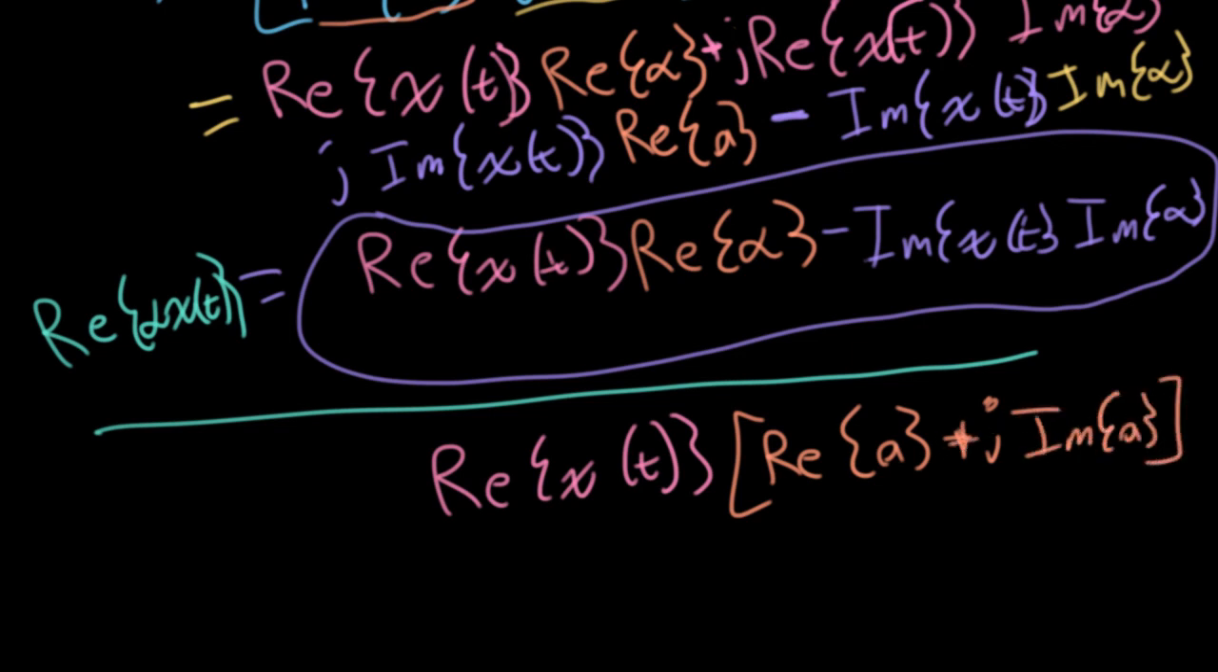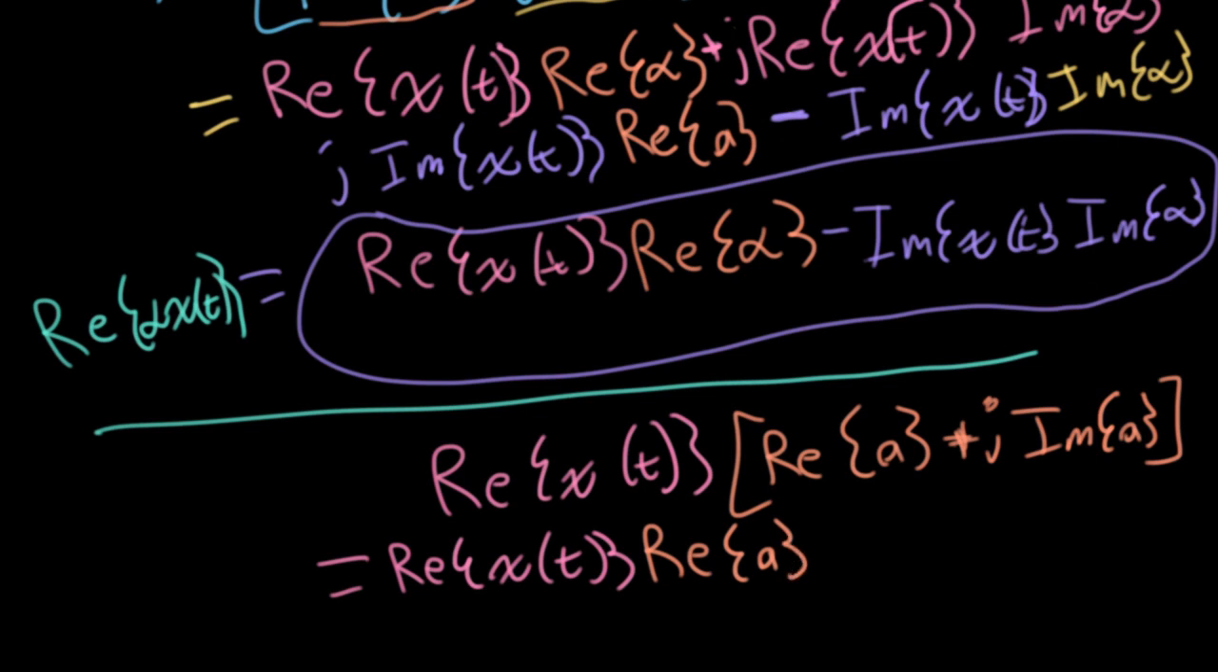So let me go ahead and multiply this through. So I'll have the real part of x of t times the real part of alpha. And now I'm going to add to it. Oh, I have to be careful. There's a j here. Let me not forget that j. The real part of x of t times the imaginary part of alpha.